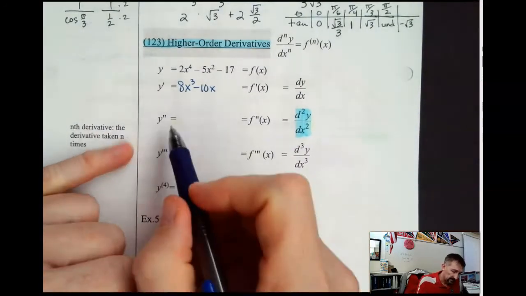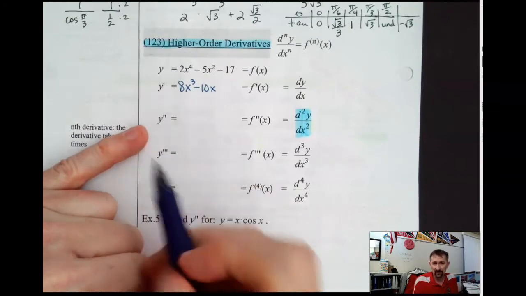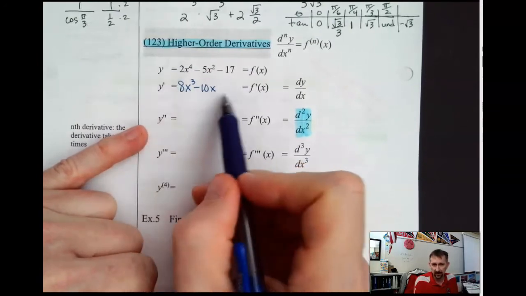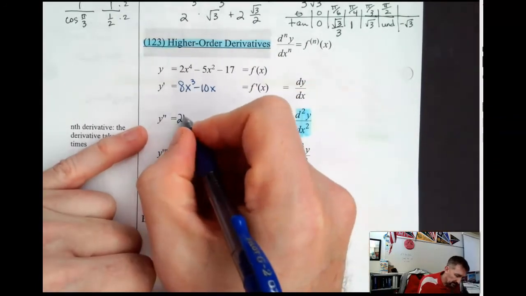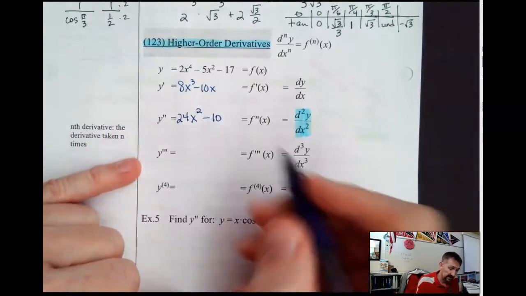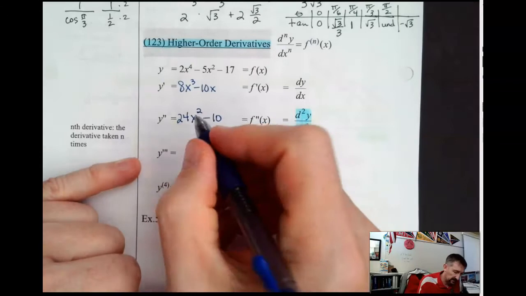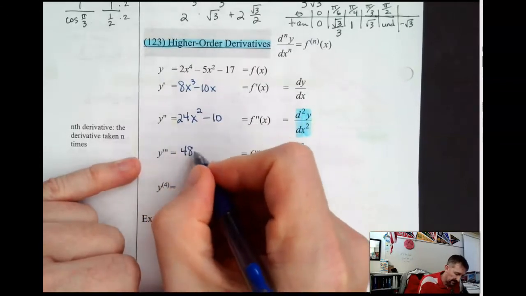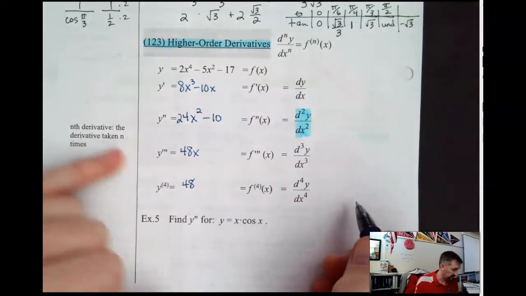Okay? So now, if you think about it, with y double prime, you're just going to take the derivative again, or you're going to take the derivative of this. So hopefully you can think about what that would be. Maybe you paused it and got that. And now you just keep going. You keep taking derivatives, and you go step by step. So that's going to be 48x, and you take the derivative again, that's going to be 48.